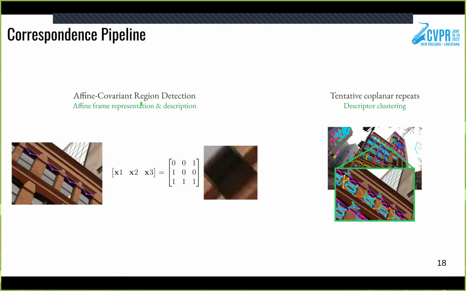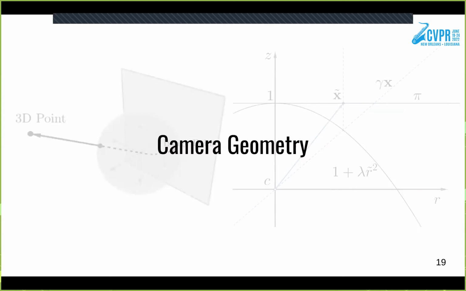This is the correspondence pipeline, just as an overview of everything we talked about. On the left you have your detections, you have your parameterization, which we use this point parameterization for the most part. And then you do the descriptor clustering and you get these tentative coplanar repeats. Now these are tentative, meaning they don't necessarily satisfy our earlier definition of a coplanar repeat, but it gives us this appearance clustering that we can later verify when we actually try to solve the scene.